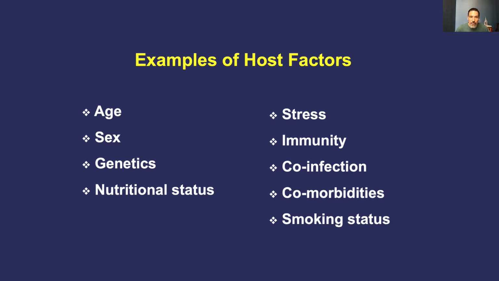So moving on to host-related factors, these include things like the age, sex, genetics, and nutritional status, and also things like stress, immunity, whether you're co-infected with other infections, whether you have comorbidities, whether you smoke. These are things that relate to characteristics of the individual who's at risk of infection, who has an infection, that can influence their outcomes.